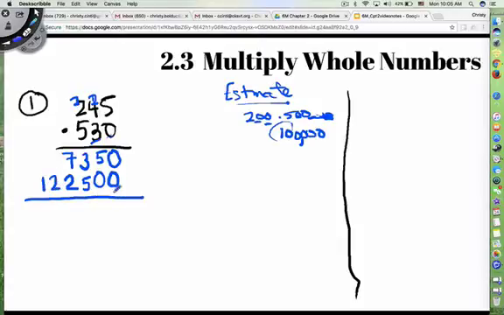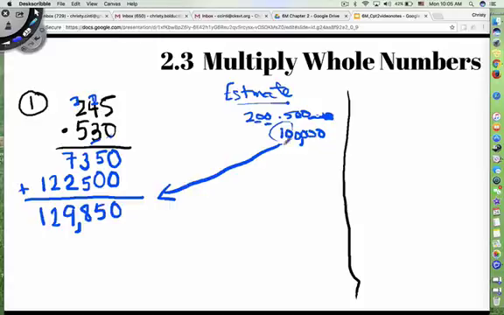Okay, now I'm going to add these together. 0, 5 plus 0 is a 5. We have an 8, a 9, a 2, and a 1. We put our comma in. We check. Does that make sense? We're around 100,000. We are around 100,000.